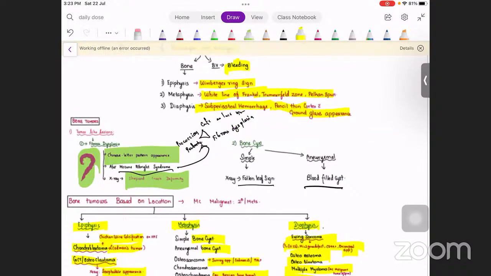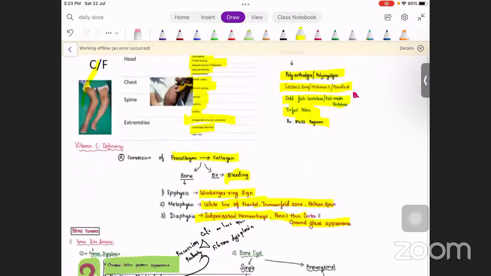associated with McCune-Albright syndrome. Triad is cafe-au-lait spot, polyostotic fibrous dysplasia, and precocious puberty. Fallen leaf sign is seen in simple bone cyst, while blood-filled cysts are seen in aneurysmal bone cyst. Okay, so these are the important highlights about the bone tumor.